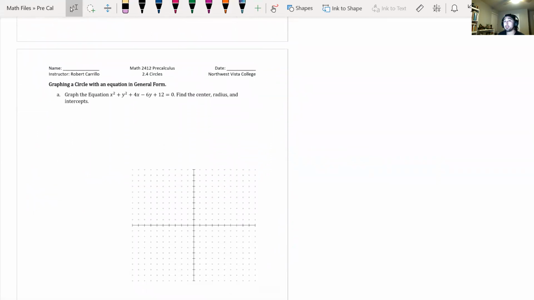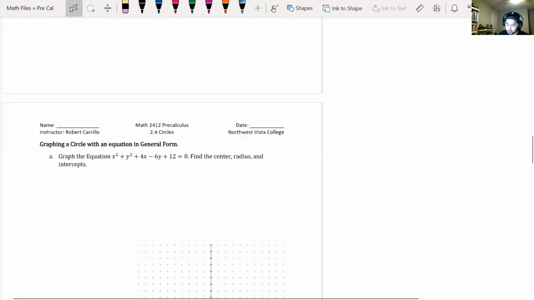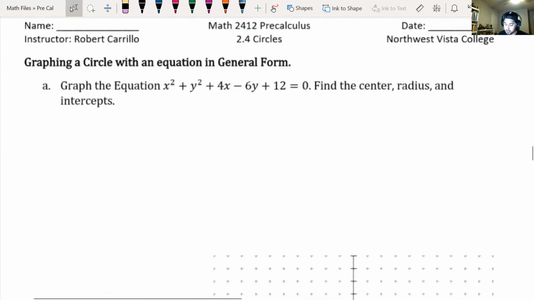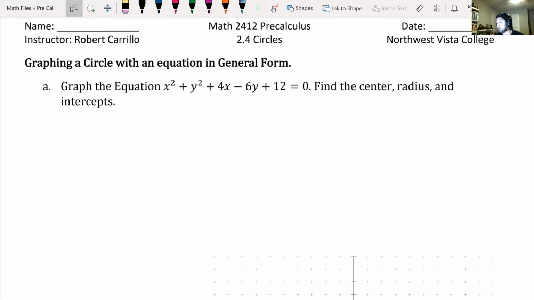Okay. So graph the equation x squared plus y squared plus 4x minus 6y plus 12 equal to 0. Find the center, radius, and intercepts. In order to graph this, they're giving us general form, and we need to put it into standard form. So the first thing we're going to do is put the like variables together.